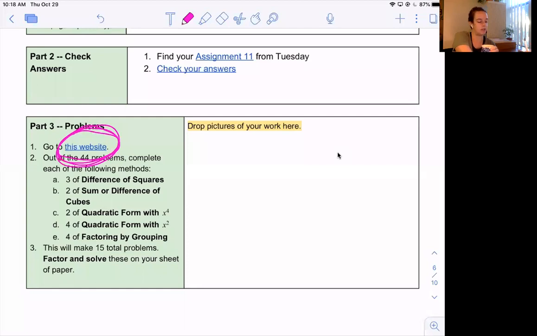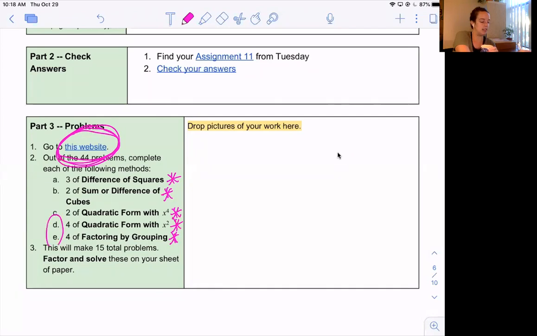You're going to find 3 of them that are difference of squares. You're going to find 2 of them that are sum and difference of cubes. You're going to find 2 of them that have an x to the 4th. You're going to find 4 of them that are just regular x squared, like trinomial. And then you're going to find 4 of them that are factored by grouping. I chose them with those numbers because that is how often they are likely to come up.